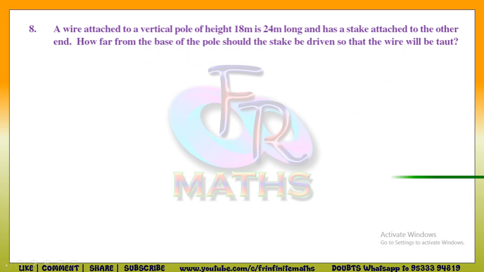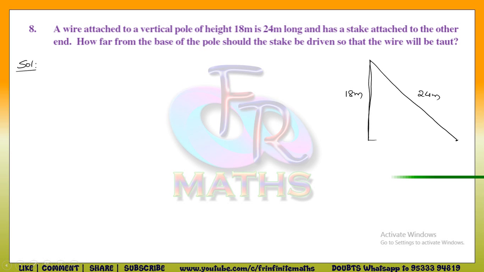Now let us see what the question means. A wire is attached to a vertical pole of height 18 meters. So there is a vertical pole, which has 18 meters height, and there is a wire, which is 24 meters long, so that it has a stake at the other end.